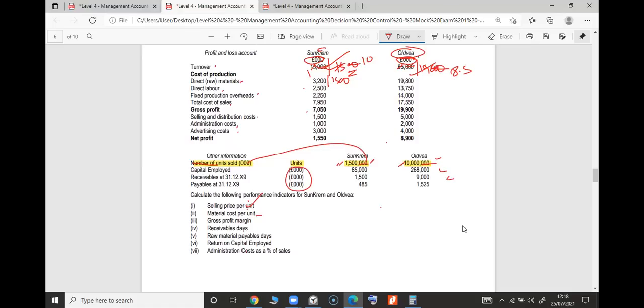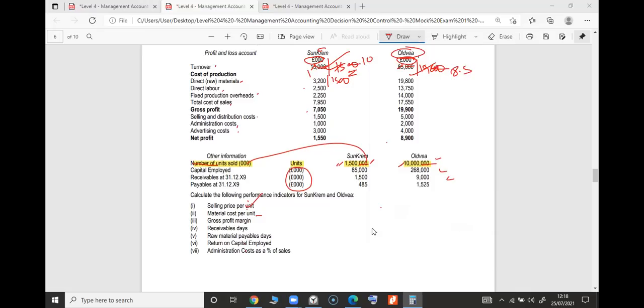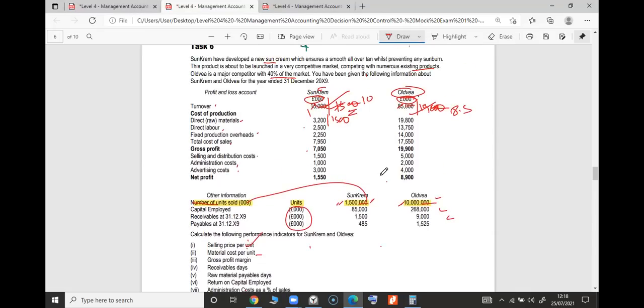Ignoring the 000 with this and the other one because it cancels each other out. So 3,200 here divided by 1,500. You get 2.1333. I'd like to read it regarding the decimal. Of course, it's 2 decimal places.